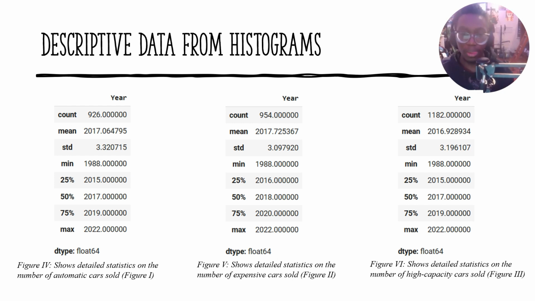For these, the very first data shows statistics on the amount of automatic cars sold. It has a count of 926, a mean of 2017, a deviation of 3, and shows a range from 1988 to 2022. For the second one, it shows detailed statistics from the second histogram, the number of expensive cars sold. It has a count of 954, so 954 items, a range from 1988 to 2022, and a very similar mean to the first one. And then for the third one, it has a way larger count of 1,182, showing a mean very similar to the other ones of 2016.9, a deviation of about 3, and the same range from 1988 to 2022. It also shows the statistics of the high capacity cars sold.